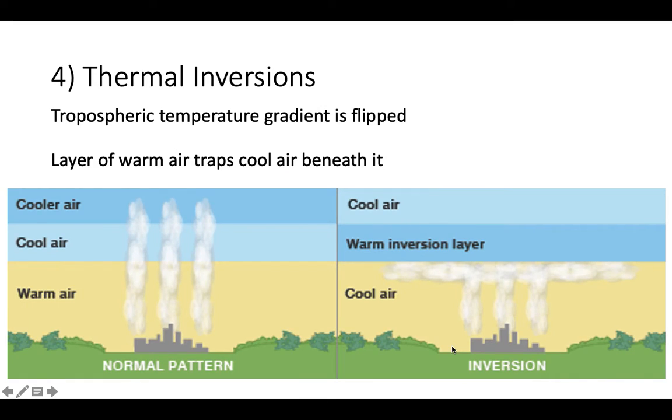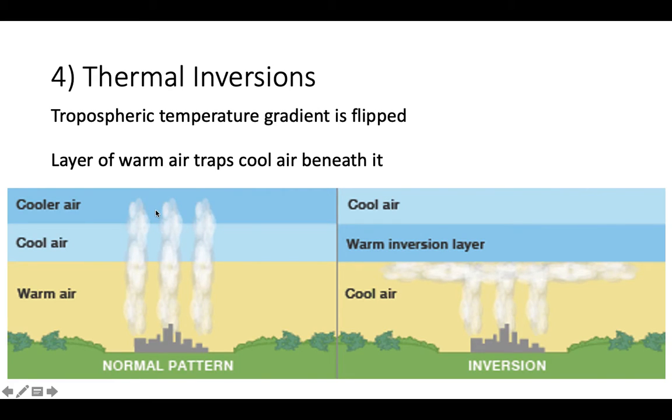And additionally, there's something called a thermal inversion, which is an atmospheric phenomenon that can trap air beneath a layer of warm air. So basically what happens is in the troposphere, as you go up in altitude, the air gets cooler and cooler as you go up. Right? The molecules become less dense. They're not as good at trapping heat. So as you go up, it gets cooler.